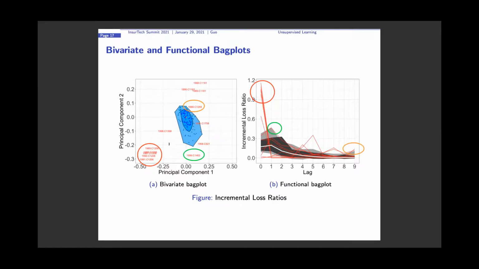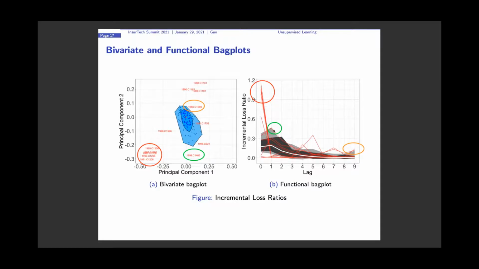Now, again, remember in the bivariate bagplot, we're saying that the observations on the lower right or lower left-hand side tend to have a high lag 0 ILR, and these observations in the red circle are exactly matched to the functional bagplot we see here. So they have an abnormally high incremental loss ratio in the first lag.